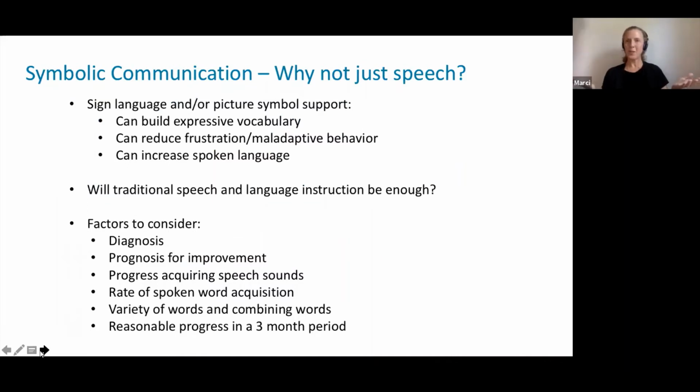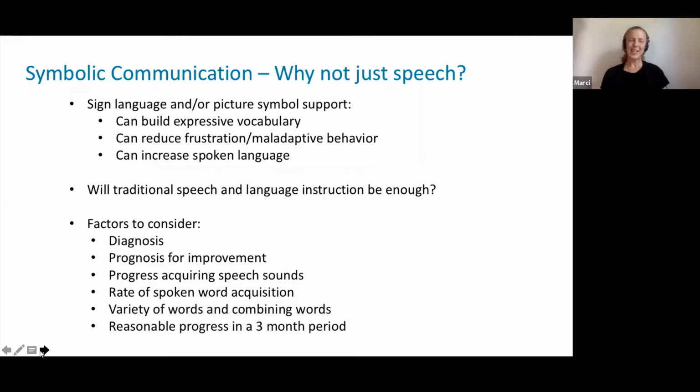So the first question you ask yourself is, well, why not just work on speech? And we know from the research that sign language and picture symbols can support a bigger expressive vocabulary. We know sign language and picture symbols can reduce frustration, and it also can increase spoken language. So then the next question you ask yourself is, well, will traditional speech and language instruction be enough? And that's the $100,000 question, right?